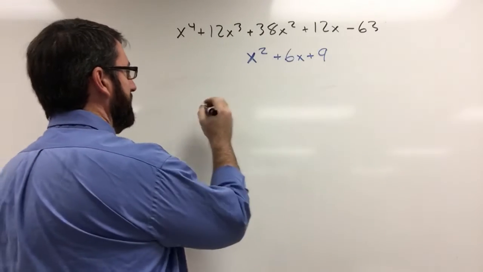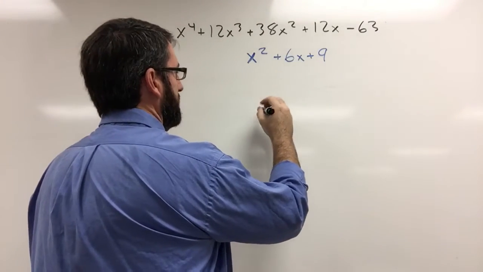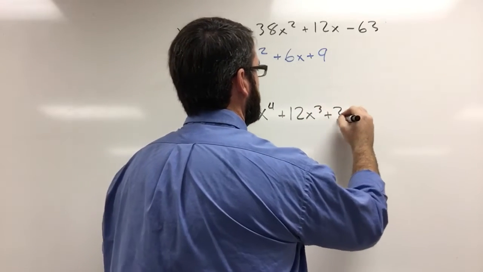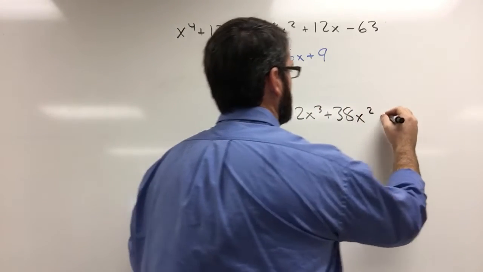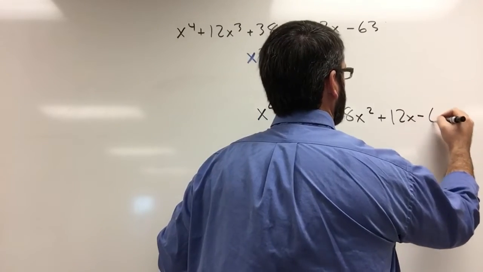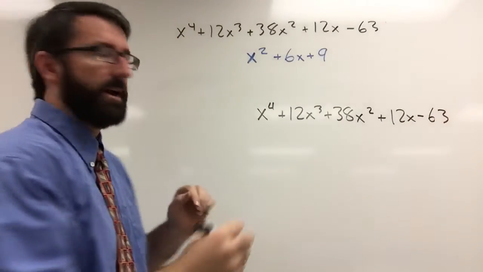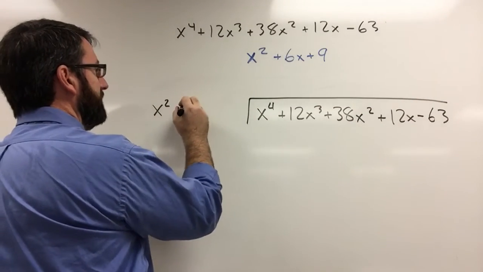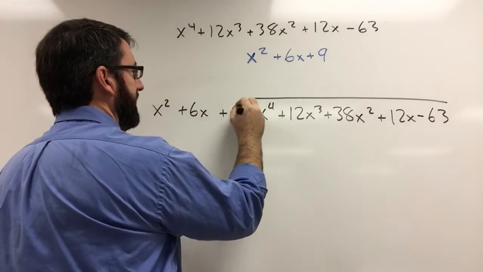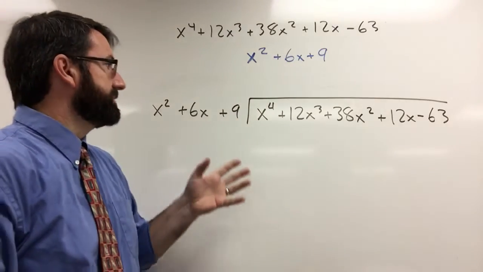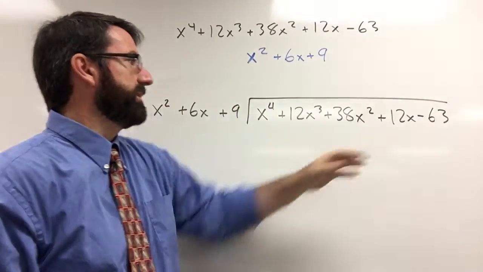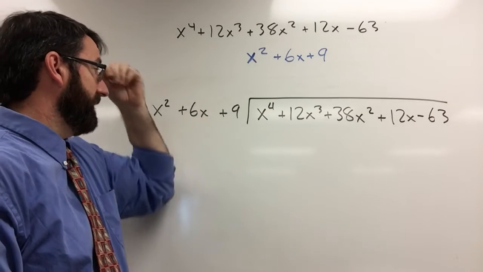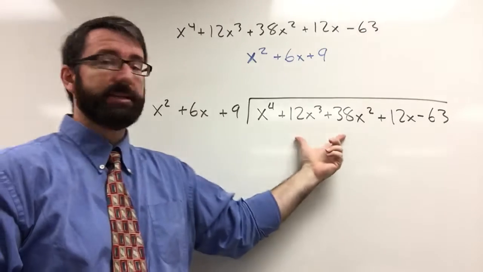So let's start there. We're going to divide x to the 4th plus 12x to the 3rd plus 38x squared plus 12x minus 63 by x squared plus 6x plus 9. All right, so just as with long division, what we're trying to do is figure out what do we have to multiply this by to get this.